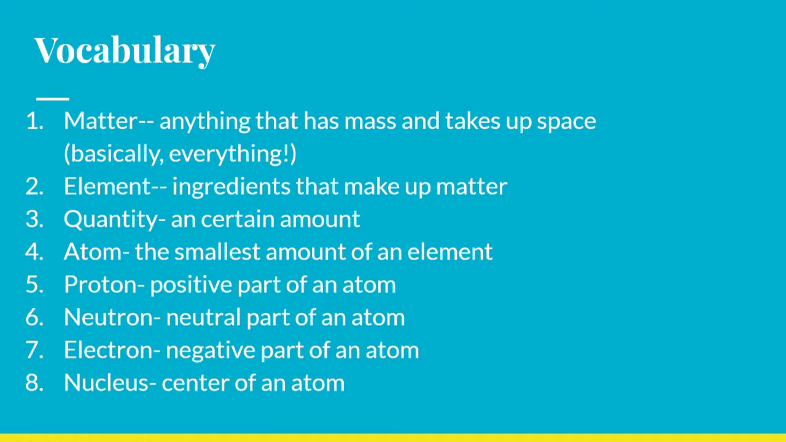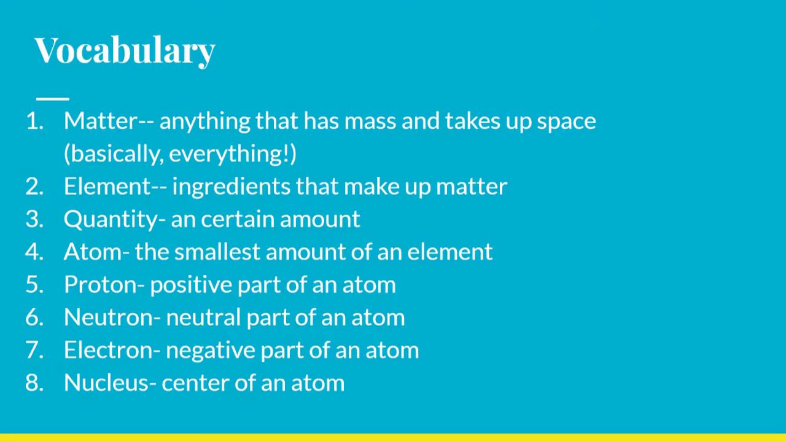Quantity is just a certain amount. So you might have a dozen eggs, or a cup of milk, or 10 milliliters of water. Or an atom. An atom is a quantity. It's a certain amount of an element. In fact, an atom is the smallest amount of an element that you can have.